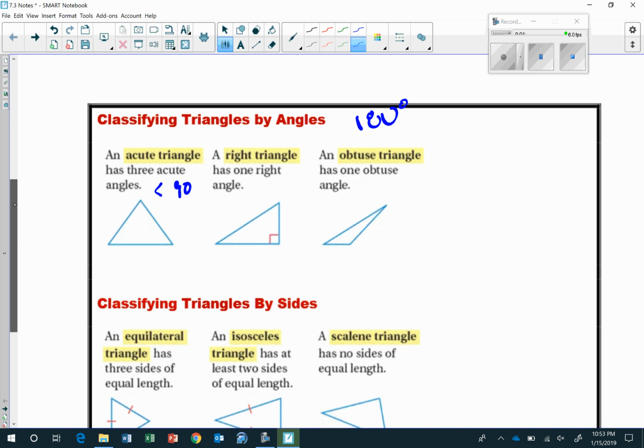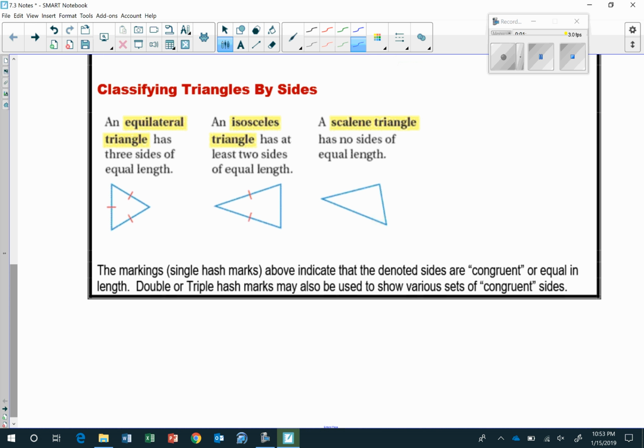We can also classify triangles based on their sides. So an equilateral triangle has three sides of equal length. So if you look at the name equilateral, they're all equal. And remember, these little hash marks tell us that they are congruent.